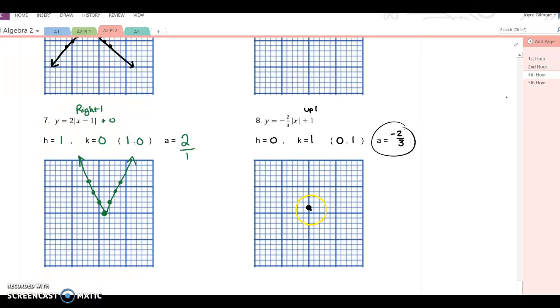So that means from this vertex, down 2, out 3, and again. And notice when it's a fraction like this, it makes a much wider V. The sides of the V are less steep.